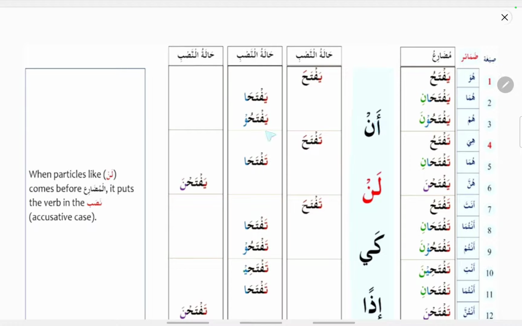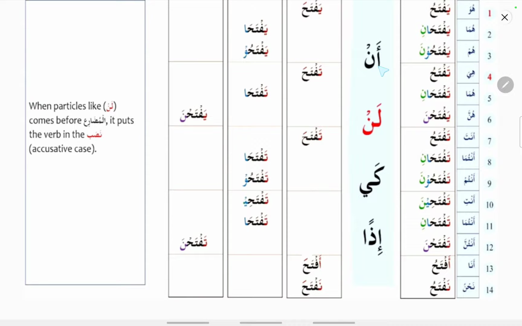That noon will be dropped once these particles come before the verb, and in those forms where the dhamma is there, the dhamma will be changed to fatha once these particles come before these verb forms. An means that, lan means never, kai means like, idhan means when. So when these particles come before these verb forms, they cause these seghas to change into the mansoob state. Those verb forms which have a noon, that noon will be dropped, and those which have a pesh, that will be changed into fatha, that is the zabar.